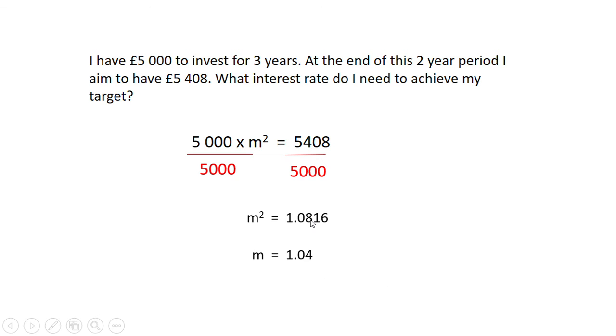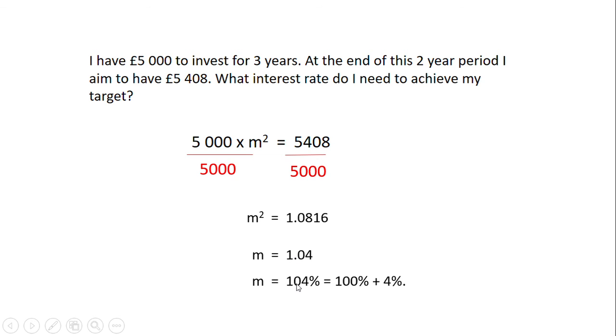Okay. How do I get from that to this? Well, what's the opposite of squaring something? How do I get m on its own? I've got to square root it. So I've got to square root this as well. Try square rooting this on your calculator and you'll get to that amount. And so that's what the multiplier has to be. The multiplier has to be 1.04.